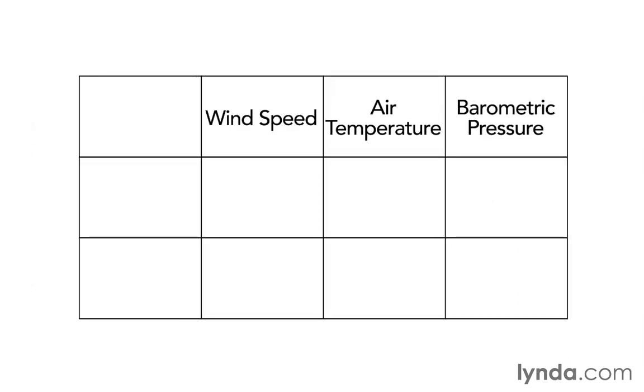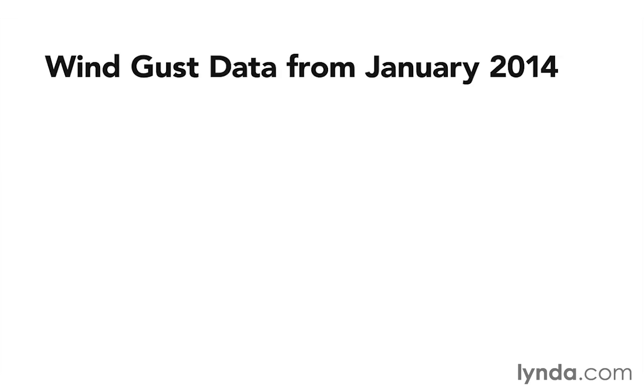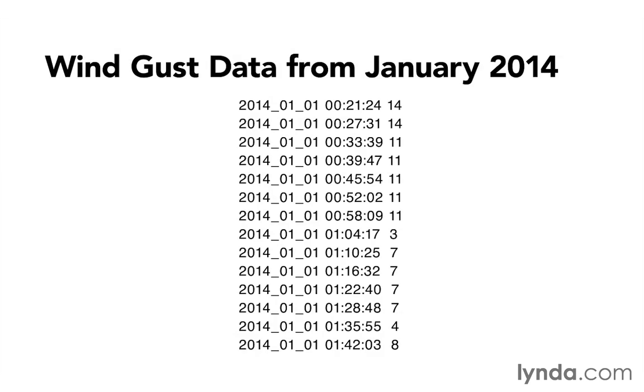In this challenge, each of our authors will use their favorite language to calculate the mean and median of the wind speed, air temperature, and barometric pressure recorded at the Deep Moor Station for a given range of dates. First, let's briefly review mean and median. These are both statistics. To explain statistics, we need to start with a set of numbers. So how about 14 readings for wind gust at Deep Moor Weather Station on January 1st, 2014.